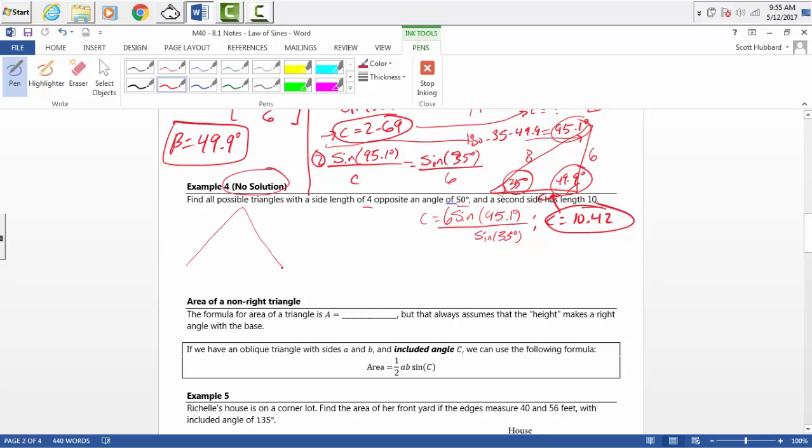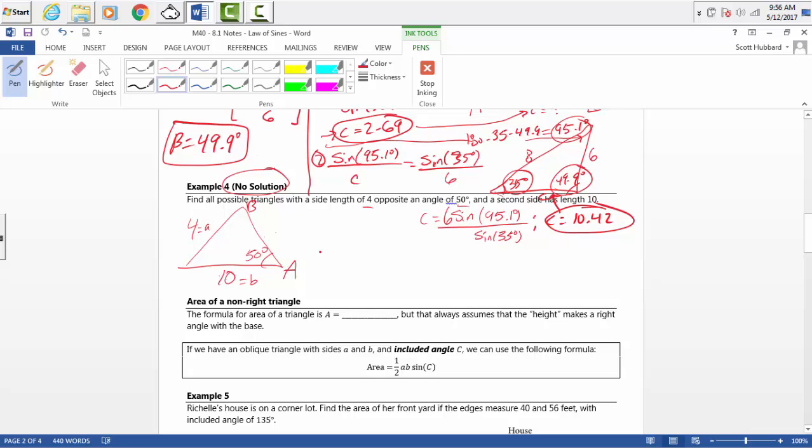So here, it says find a triangle with a side length of 4. Okay, so I'm just going to draw a triangle. I don't know what it looks like. And it says side length of 4, so I call that 4. It says the opposite angle of that is 50. And the second side has length 10. Now see, it says the second side. Well, I don't know which side it is. I don't know if it's that side or that side, but let's just see. Let's try to draw like a 10 here. So call that big A, call this little a, and call that big B, call that little b.